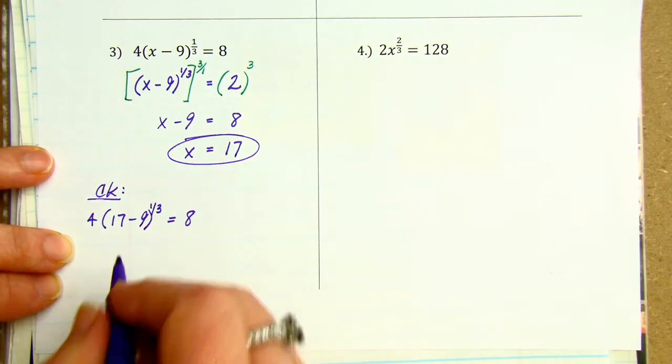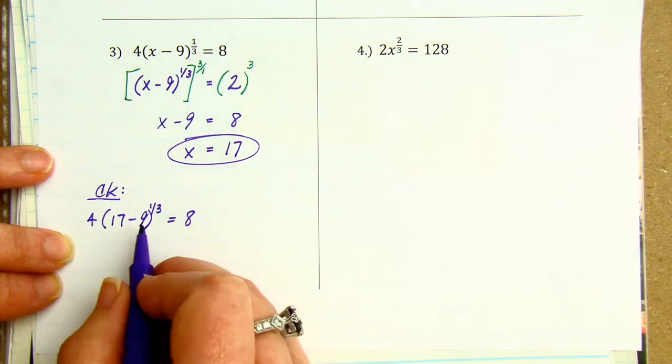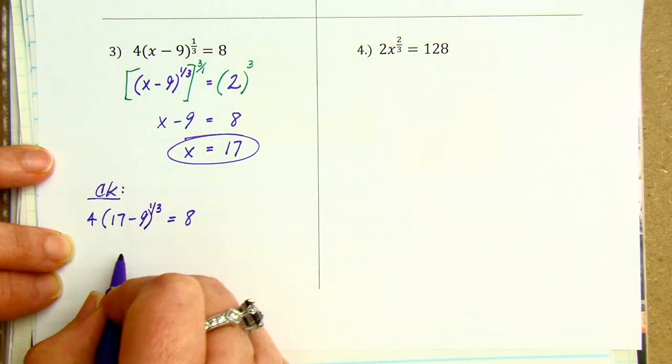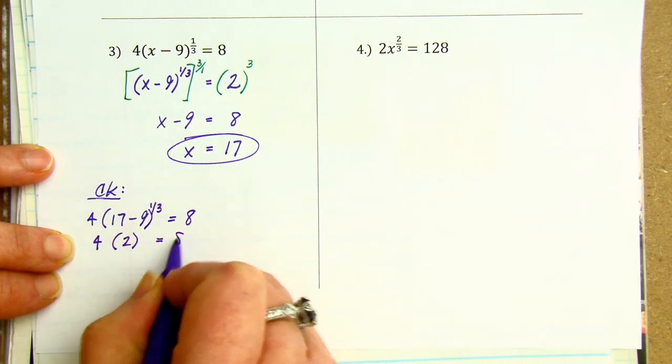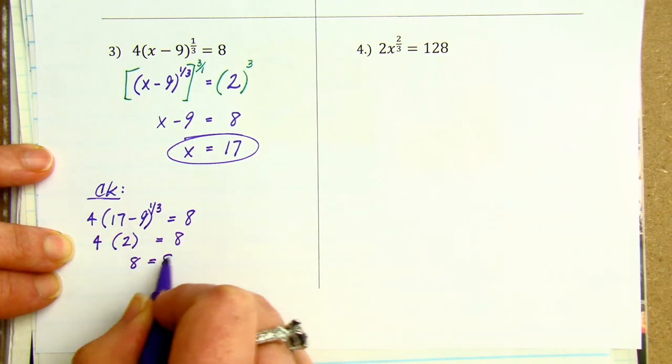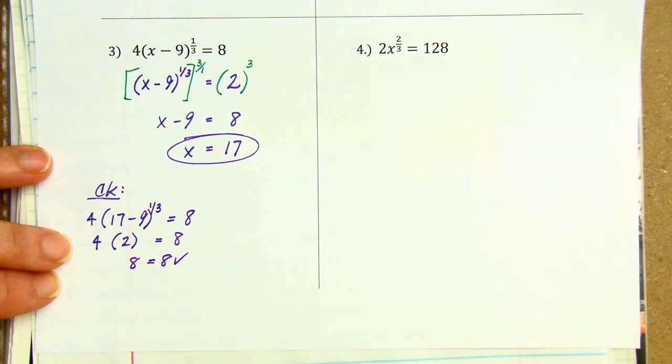All right, 17 subtract 9 is 8. The cube root of 8 is 2. So this really is 4 times 2. And so we do see that 8 equals 8, and it does work. It gives us a true solution.